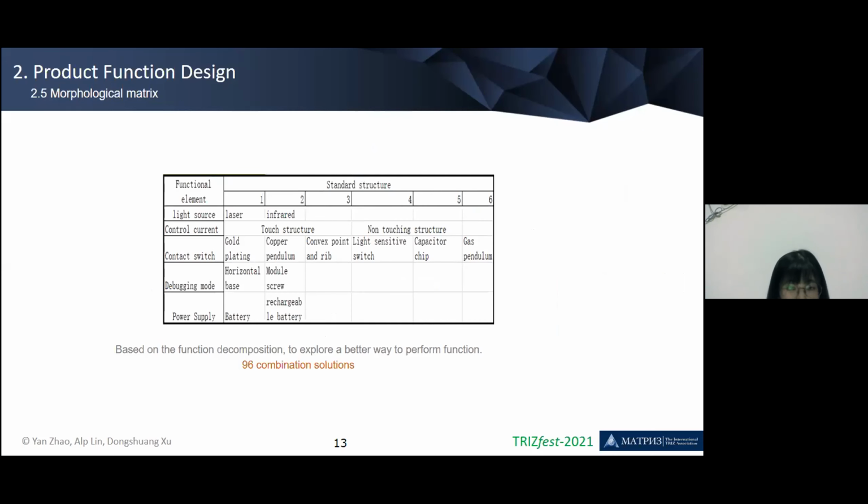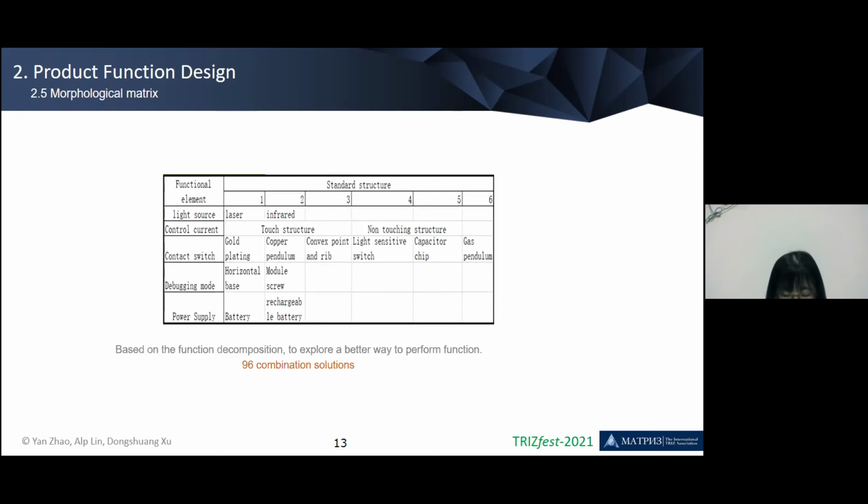So based on the previous analysis, we decompose the function and use a morphological matrix. We got different functions and solutions combined. So there are a total of 96 combination solutions through the matrix. And then we started to select the available solutions and the innovative solutions. Finally, we got 7 solutions, and we also got some solutions that can be used to develop new products.